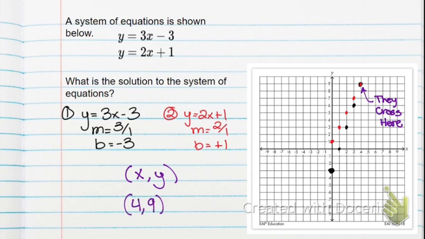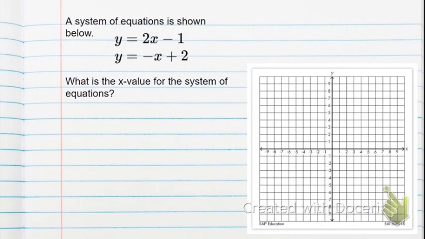So when I go to look at my answer choices, I'm looking for (4, 9). Alright, so that is the answer to that one. In this third example, this is also my final example. It says a system of equations is shown below. We've got y equals 2x minus 1 and y equals negative x plus 2. It says what is the value of x in the system of equations. So if we're looking for the value of x, that's the only one we focus on, but we need the entire ordered pair. Then we'll identify the x once we get that.